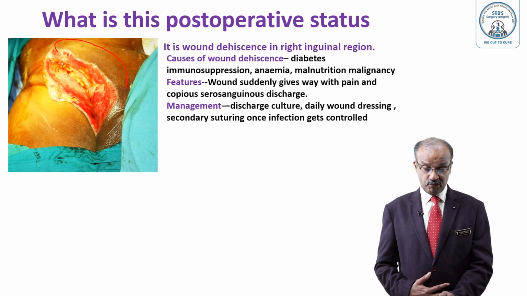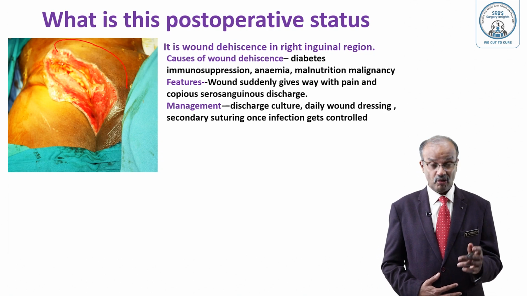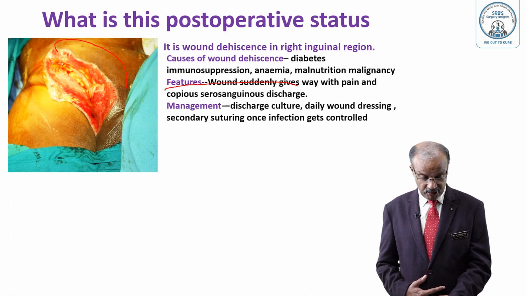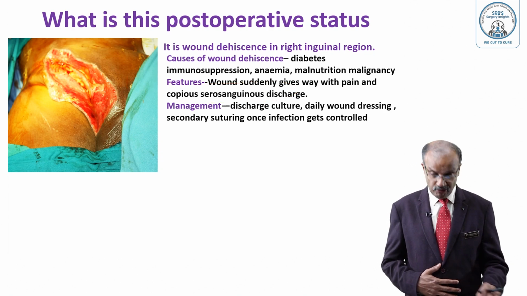Features: wound suddenly gives way with pain and copious serous discharge. That is in the abdomen, not in other areas. Copious discharge is very common in the abdomen, where it is called a burst abdomen. Here it is just wound dehiscence. Of course, discharge will be there.